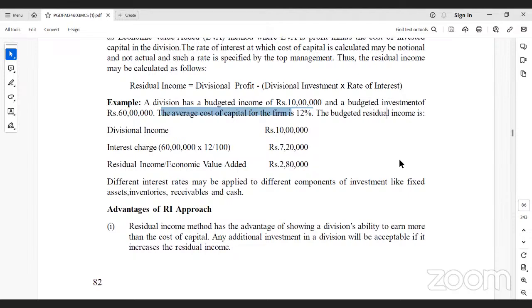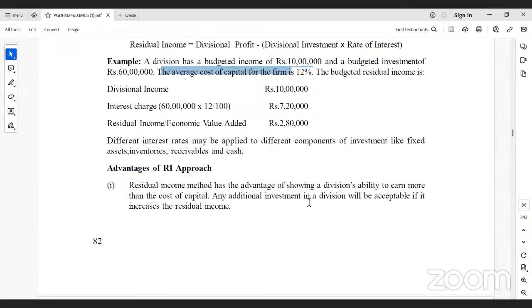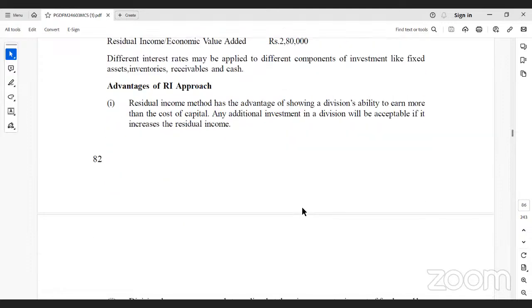Interest rates may be applied for different kinds of component investments, like assets, inventories, and various sources. What are the advantages of this residual income approach or economic value added approach? The residual income method has the advantage of showing the division's ability to earn more than the cost of capital.